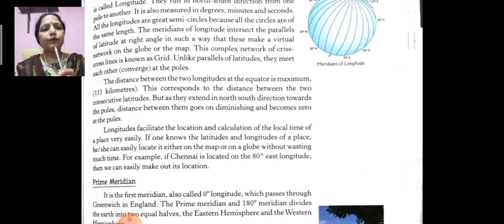This corresponds to the distance between two consecutive latitudes, but as they extend in the north-south direction towards the poles, the distance between them goes on diminishing and becomes zero at the poles.